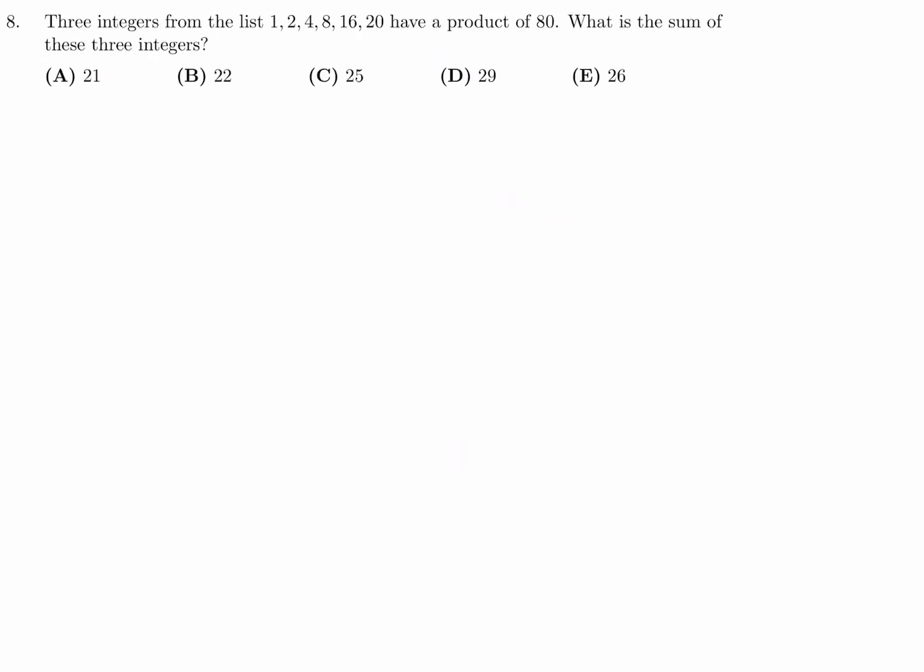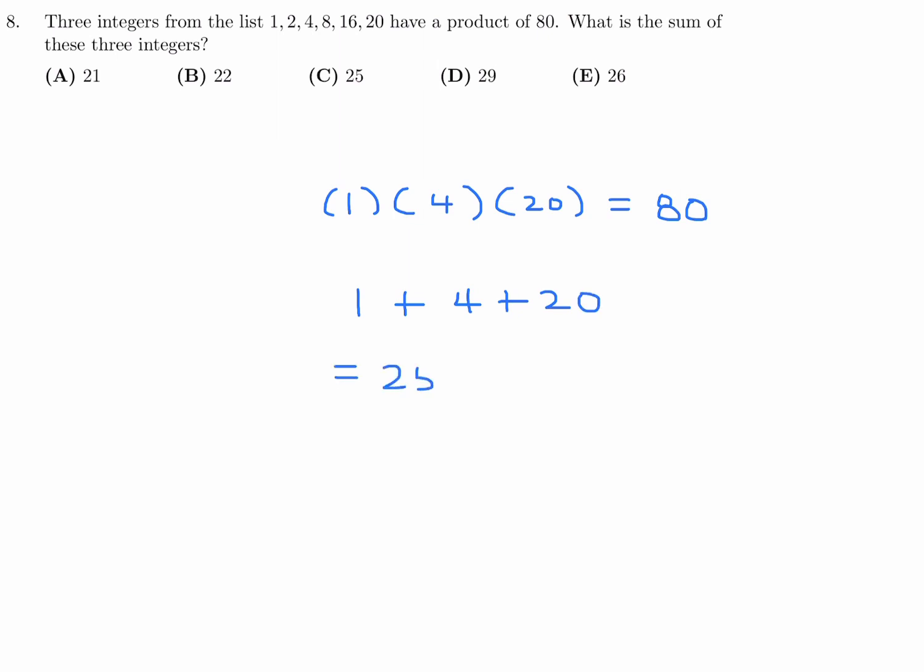3 integers from the list have a product of 80. What is the sum of these 3 integers? So we've got to choose 3 of these that multiply to 80. And when you think about it for a little bit, you'll be able to hopefully conclude that those 3 integers are 1, 4, and 20. Those are the only 3 that would work to give a product of 80. Now they want the sum of those 3. Well, that would be 1 plus 4 plus 20. And that, of course, is 25. So number 8, the answer is C.